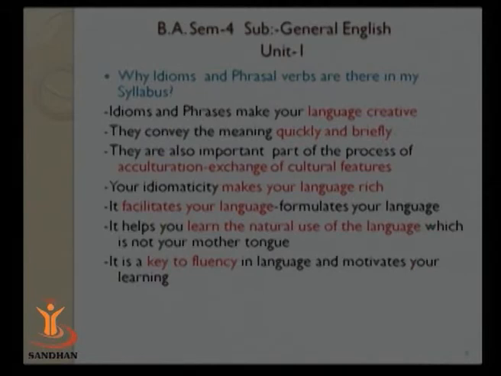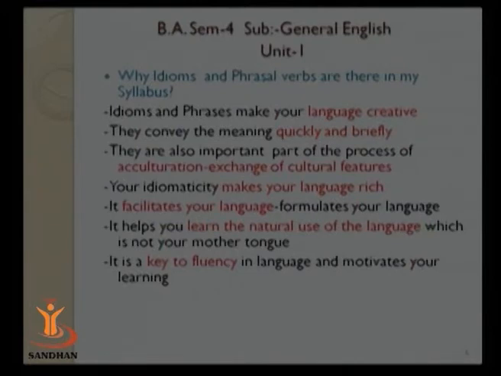They convey the meaning quickly and briefly. As I told you earlier, suppose I want to talk about a person who is rich by birth. I don't have to use so many words. I just have to say, he is born with a silver spoon in his mouth. That means the meaning is acquired very quickly and briefly also.